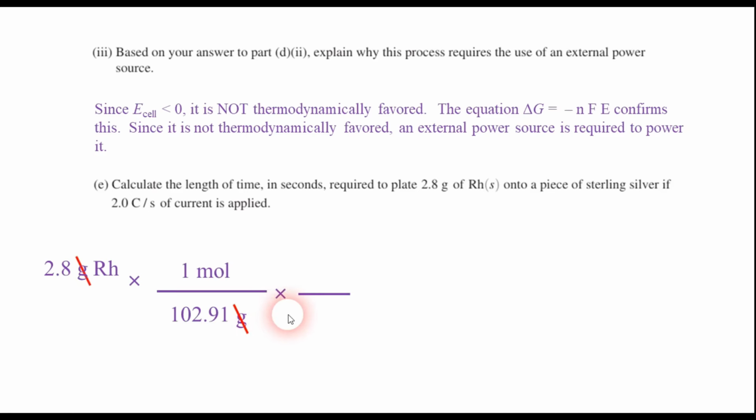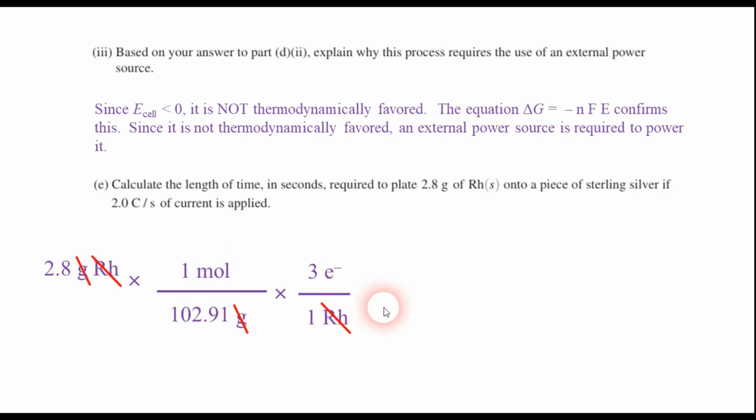Then we have a mole ratio. And if we go back to that half reaction involving the production of rhodium from rhodium-3 ions, we see that rhodium's on the bottom. It takes 3 electrons. There's a 3 in front of that electron in that half reaction. So that's why it's a 3-to-1 ratio. The rhodium is out, and now we're in moles of electrons.